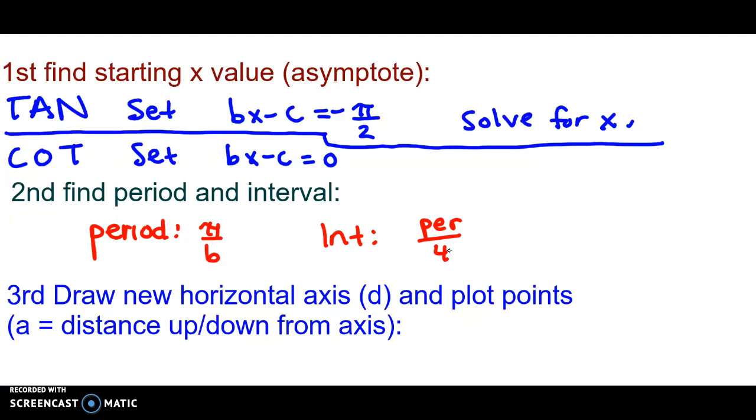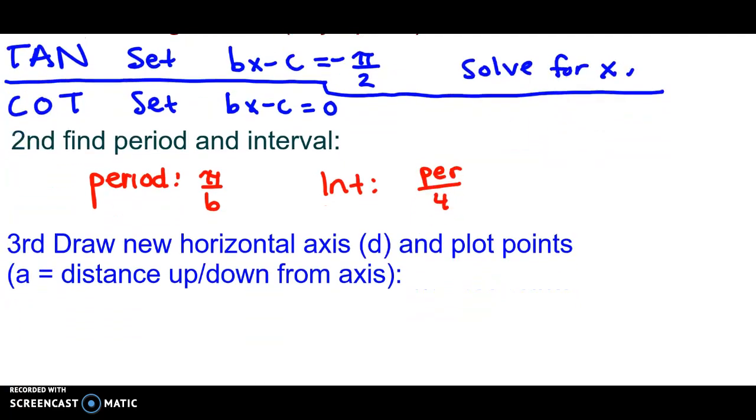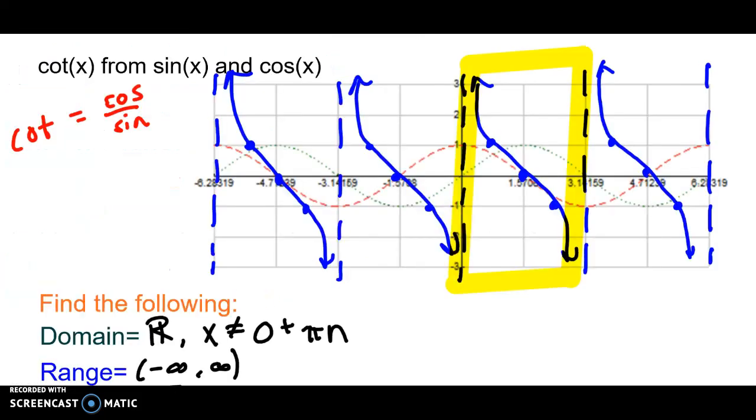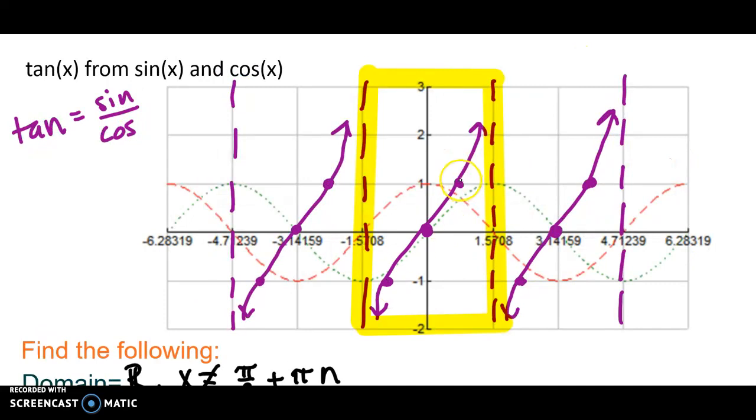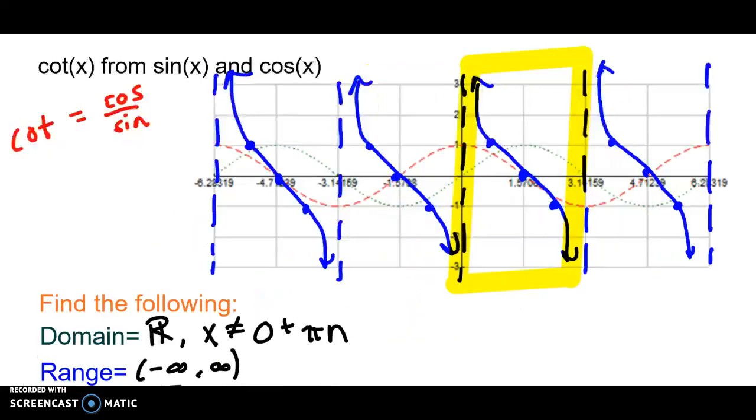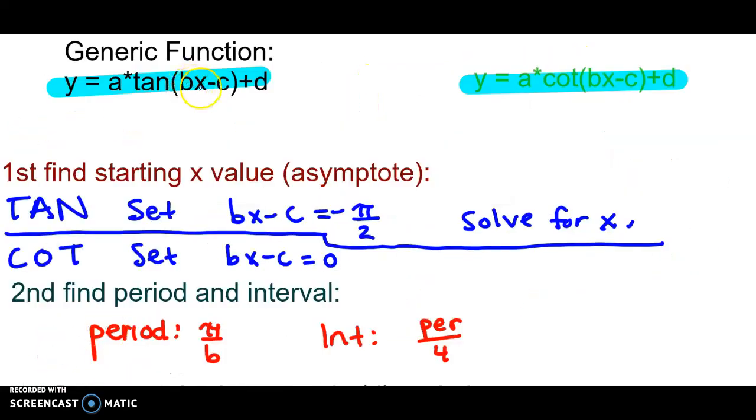And then the last thing is to draw the new horizontal axis, d, and plot points. One thing that I do want to point out is, remember in these graphs, it was like up to 1, down to 1, and then continued on. So these points right here are affected by the a value, which before had affected our amplitude. We don't have an amplitude this time, but it does stretch or shrink those points.